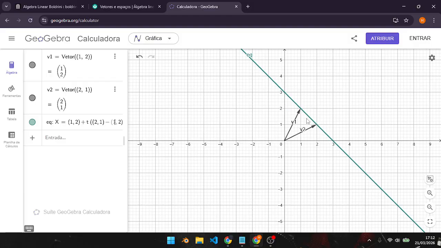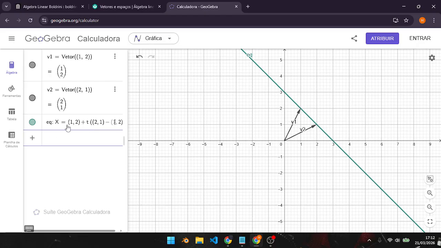Now, something that's even crazier is that I can actually tell the direction of this line. How do I do that? I can create a third vector and set its origin point to be the result of this equation when t is 0, and the final point to be the result of this equation when t is 1.